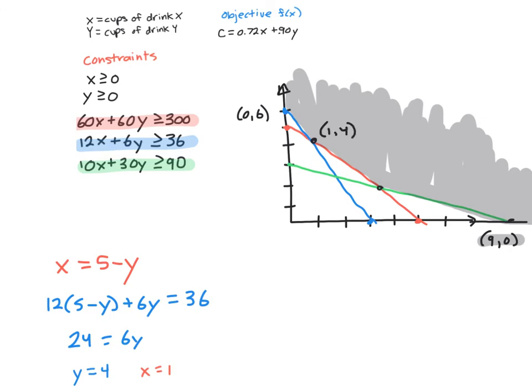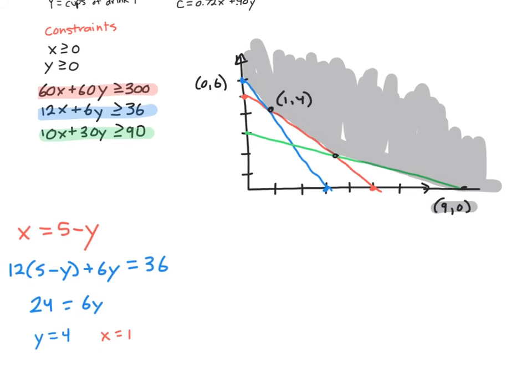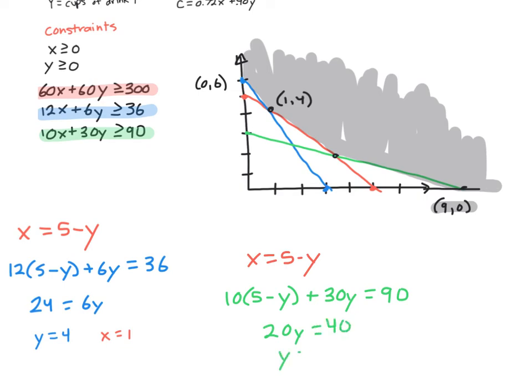Okay, and then for this coordinate, I can see that we need to solve the system of my red and green equations. So once again, I'll solve using substitution. We already know that x is 5 minus y, and I can substitute that into our green equation. So we can say 20y equals 40, so y equals 2, which means x equals 3. And that looks just about perfect for our graph.